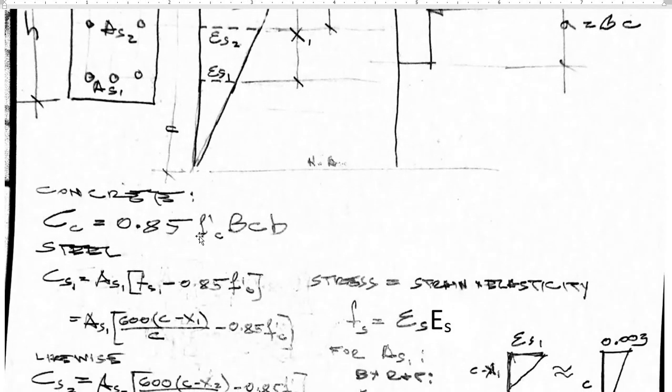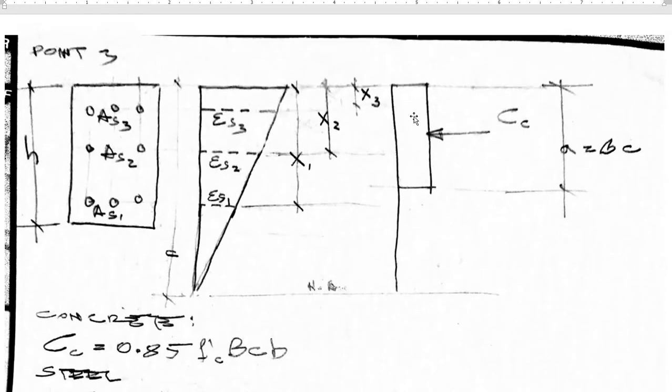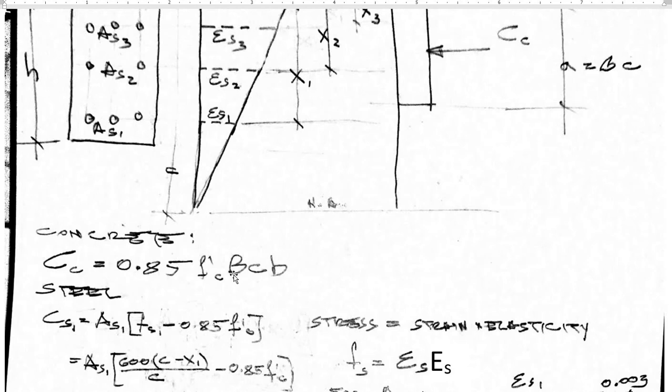And then, let's solve. Compression concrete is 0.85 F prime C multiplied by the area of rectangular block, which is beta C. Ito yung A multiplied by B, which is 457. But then, we do not know the value of C. So, ganyan lang muna siya.